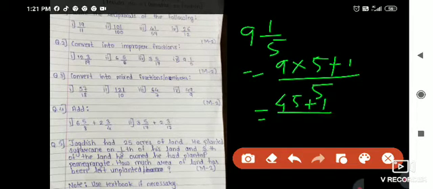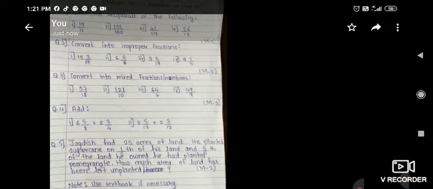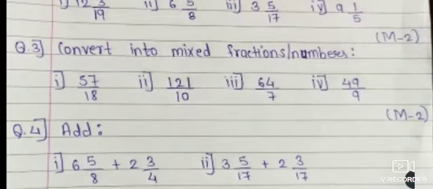45 plus 1 upon 5 equals 46 upon 5. So in this way we have to convert the mixed number into an improper fraction. Okay, after this question we will move towards question number 3, which is to convert into a mixed fraction.